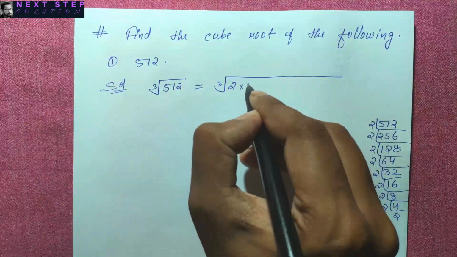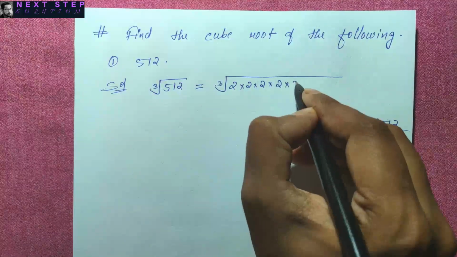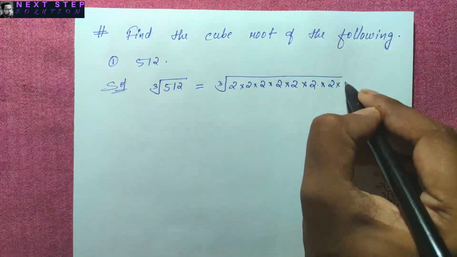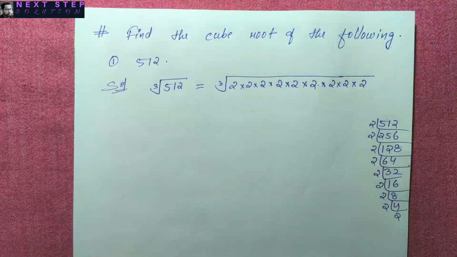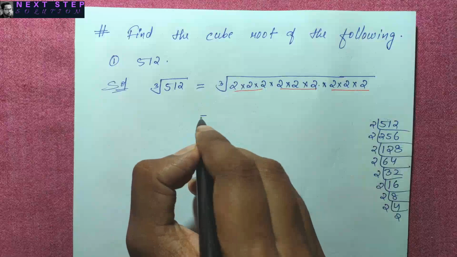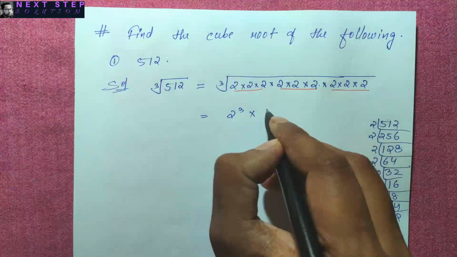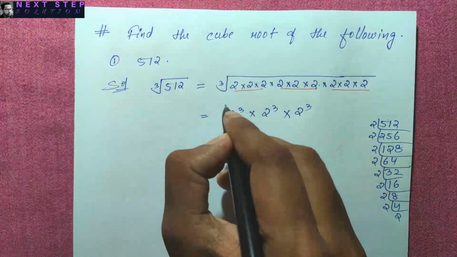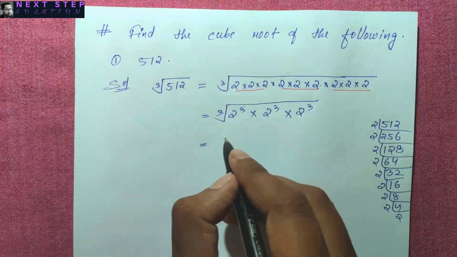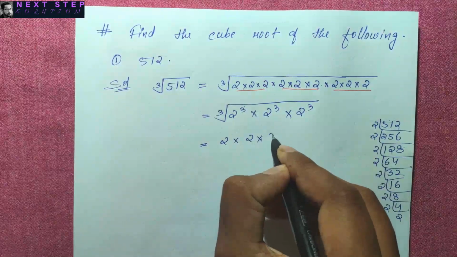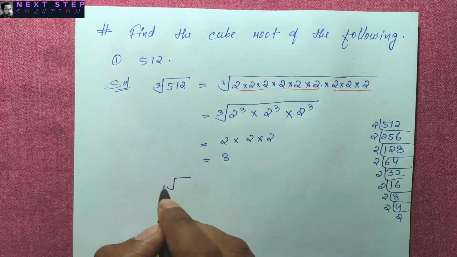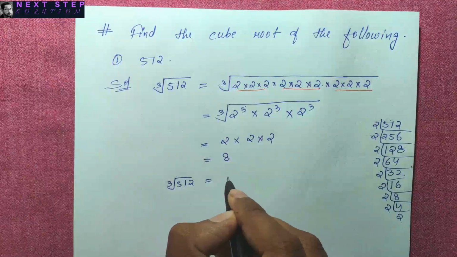This can be written as 2 into 2 into 2 into 2 into 2 into 2. We need to write it 9 times. Now we can group it up. We have total triplets: 2 cube, then 2 cube and 2 cube. Everything is inside the cube root. Now cube and cube root will be cancelled. We will have 2 into 2 into 2, and after multiplying these 3 we have 8. So cube root of 512 is equal to 8.